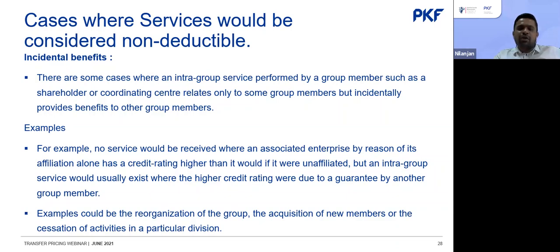Also, if you're part of a group and your credit rating is high because you're part of a group, this is an incidental benefit. But if that entity is providing a guarantee when you're taking a loan, then it can be perceived as a service, because it is providing you an additional guarantee, and then it is okay for a Romanian sub to pay a guarantee fee.